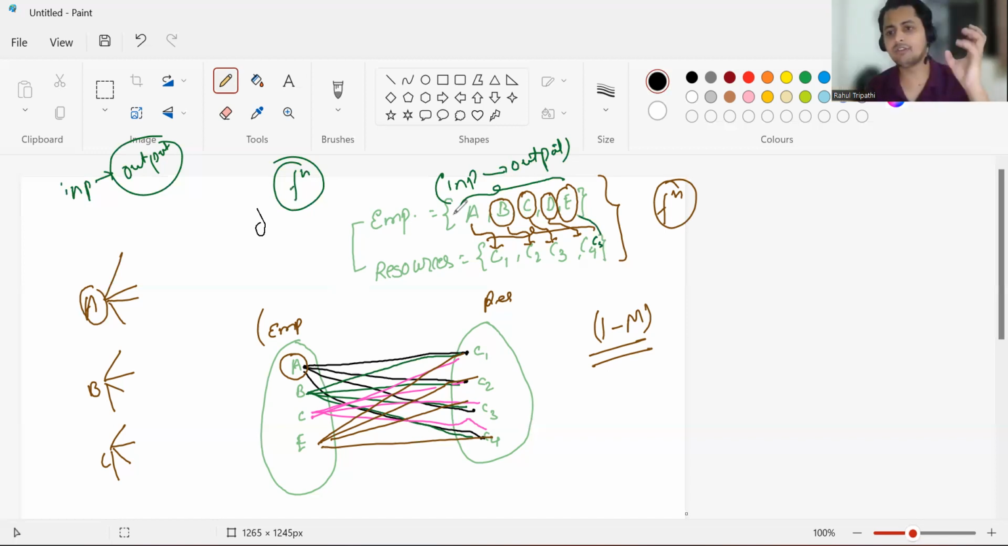If you're giving one input and based on that input you are generating one output, that output is going to be unique with respect to that input. But in a relationship, if you're passing one input, you can get multiple outputs. So hope you're clear on the difference between a relationship and a function.